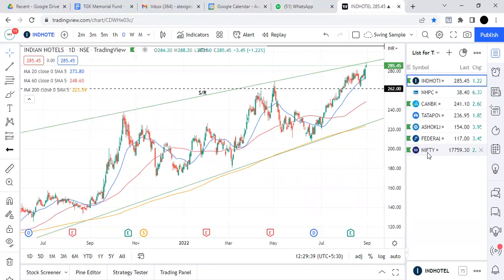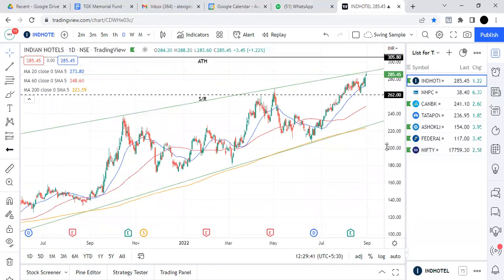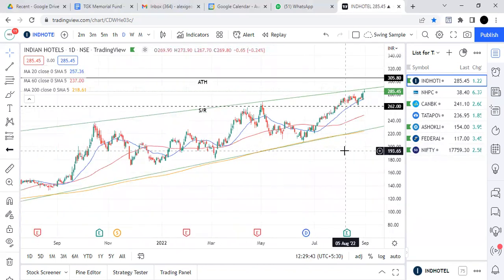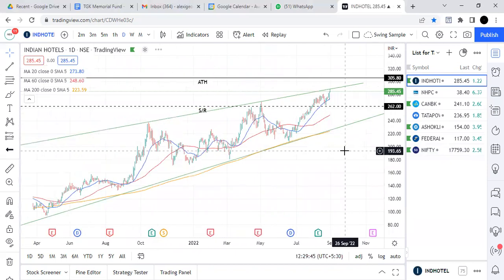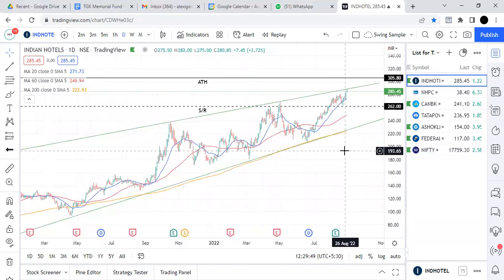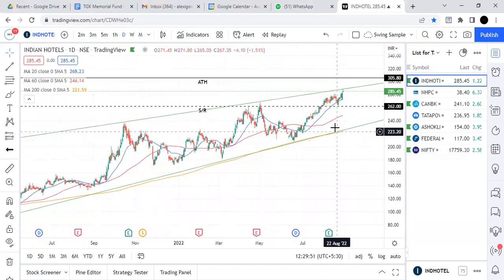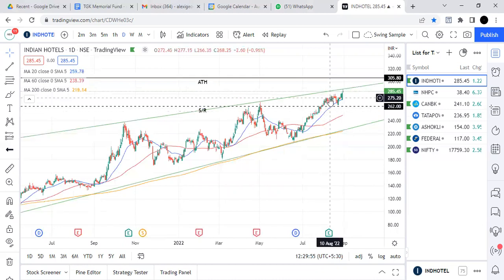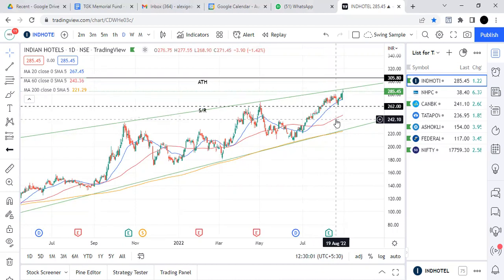Now, to the 6 stocks that I've asked him to find with several evaluations. So what I've asked him to do is look for stocks where the stock price is above the 20 period moving average, and the 20 is above the 60 period moving average, and the 60 is above the 200 period moving average.